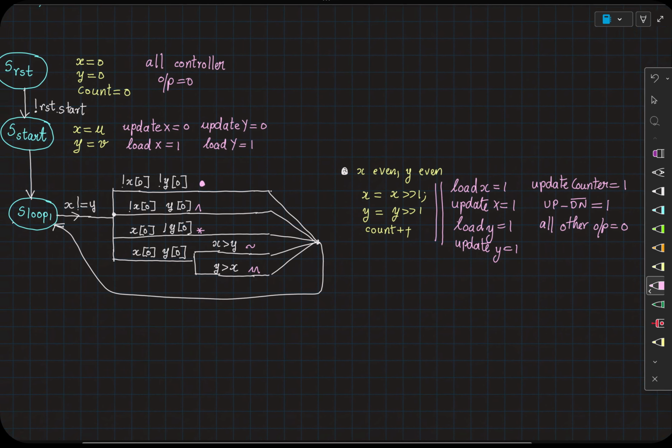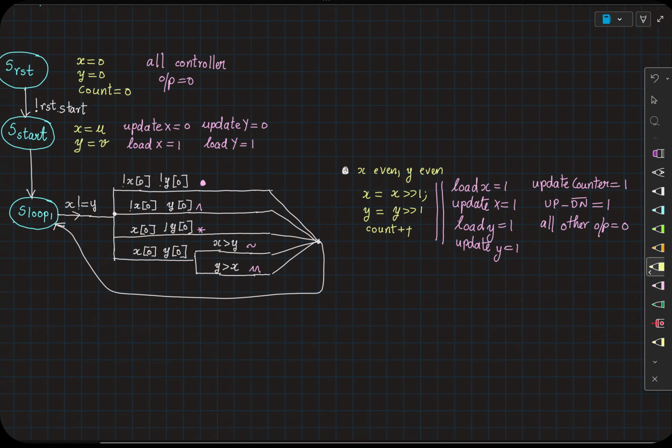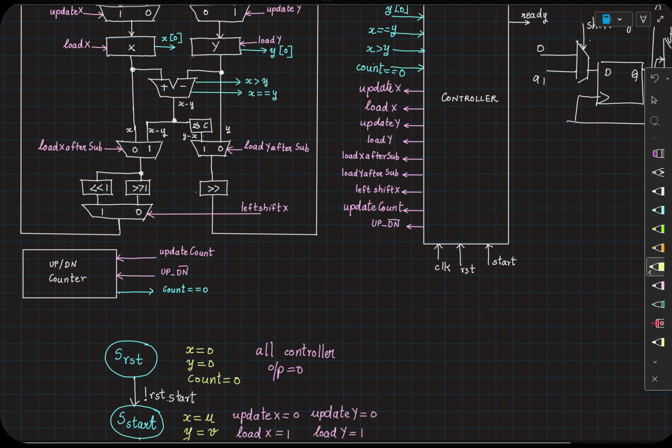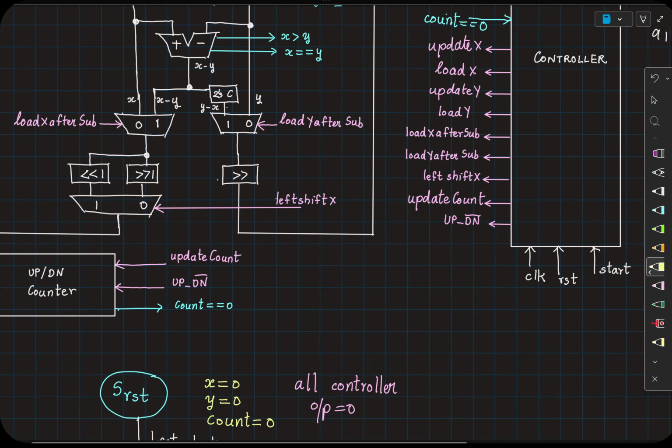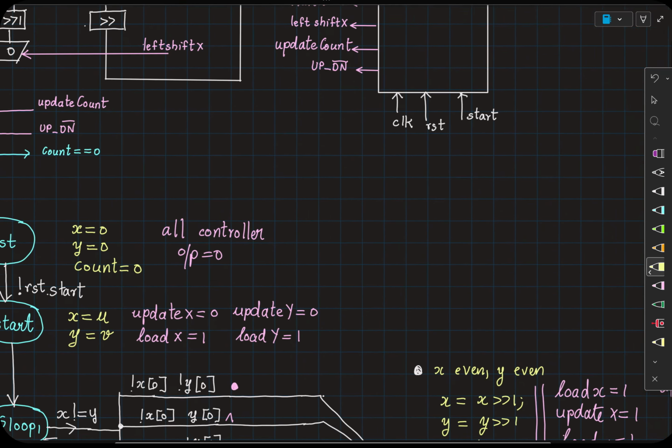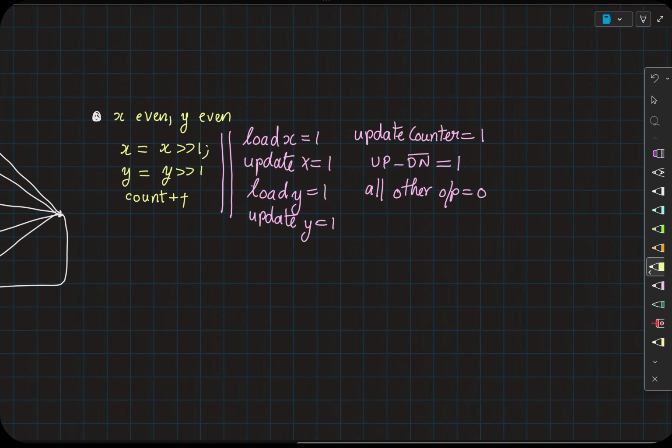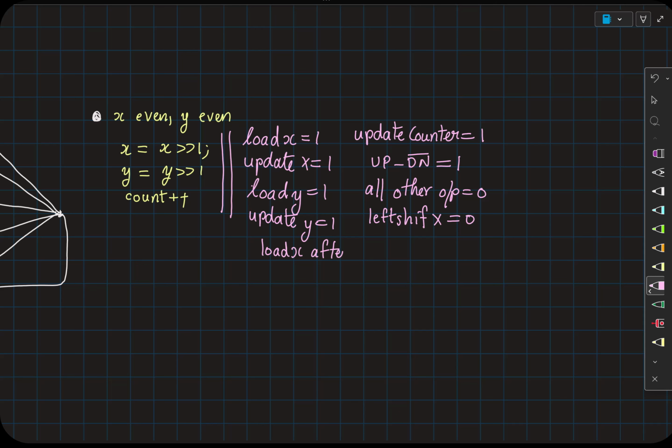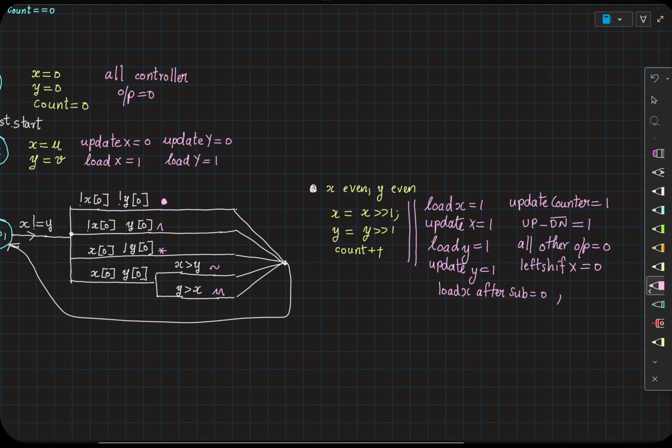Okay. Let me pick up one more case. So your left shift X should be 0. I can write this explicitly if there is a confusion. So left shift X should be equal to 0. What about load X after subtraction? That should be equal to 0. Similarly, load Y after subtraction should also be equal to 0.